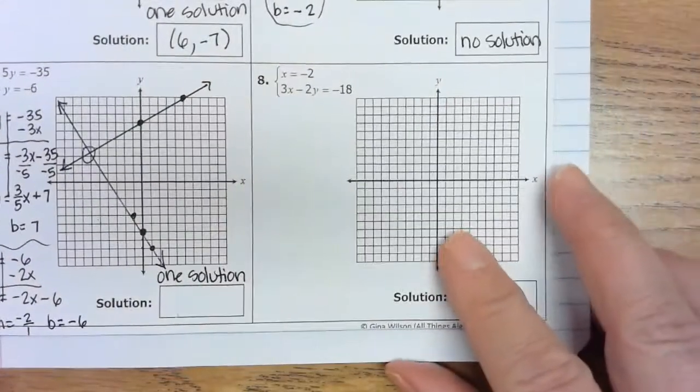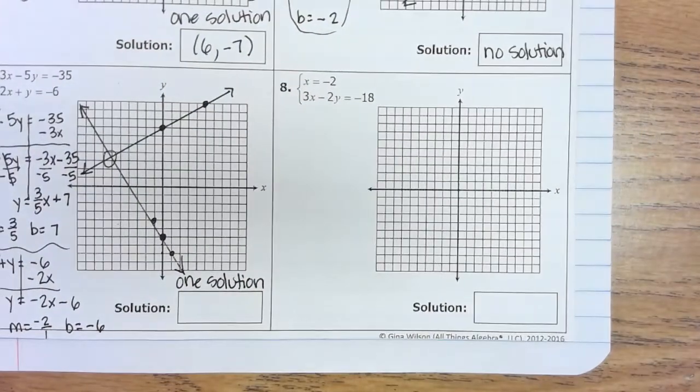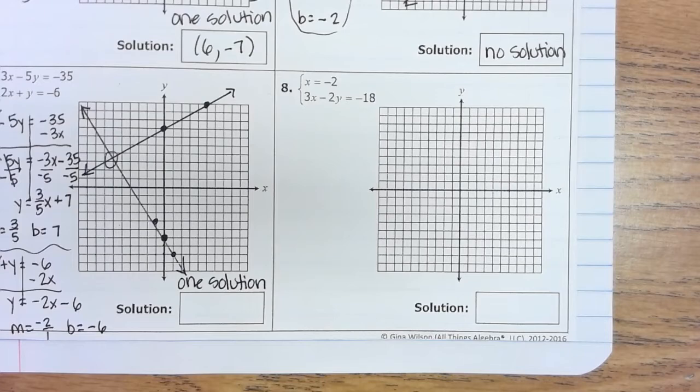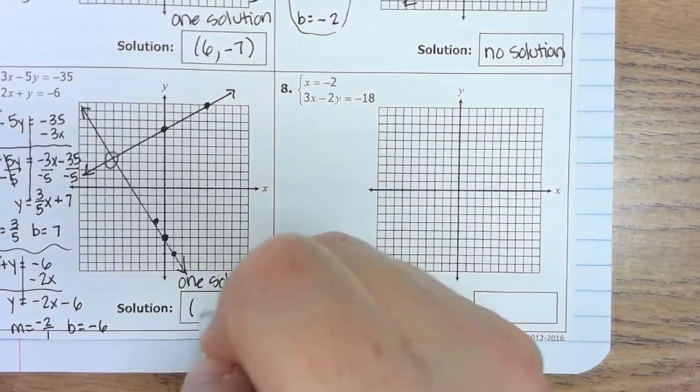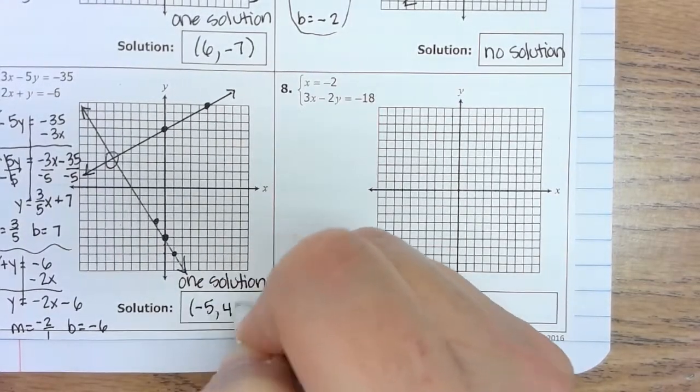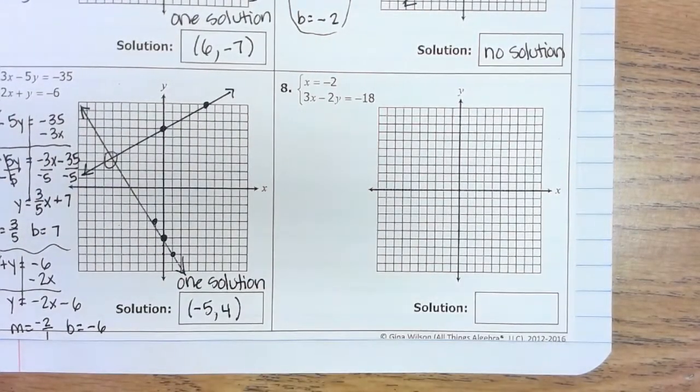So let me move this over a little bit. I think this looks pretty good. Looks about right to me. So we go to the gray dot, and our solution is negative 5, 4. Remember, you have to put the parentheses, both numbers with a comma. We're saying that x is negative 5 and y is 4.